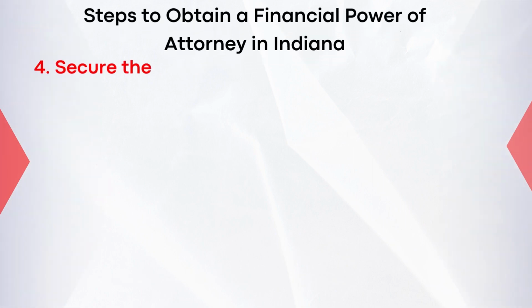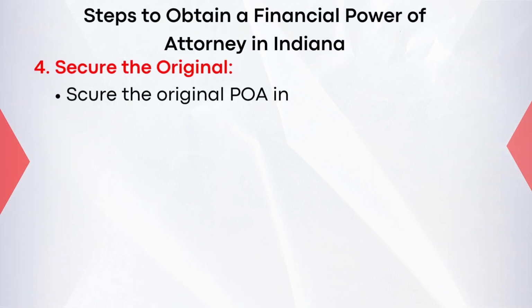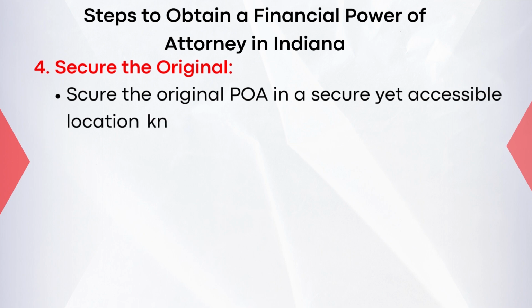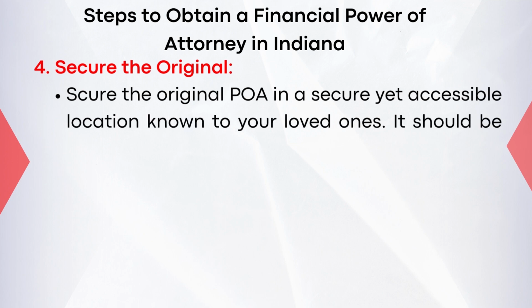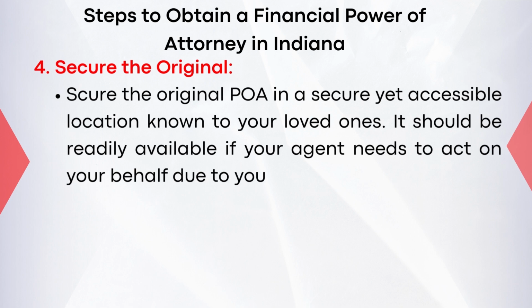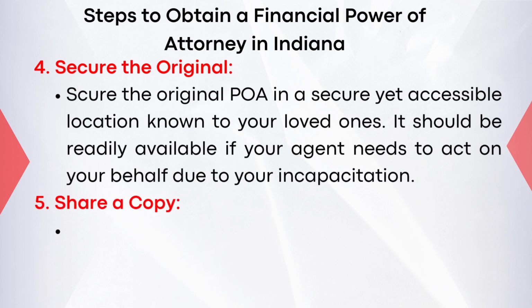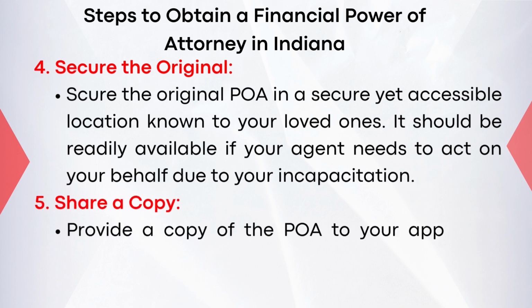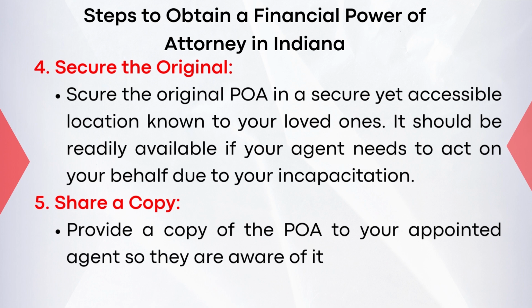Step 4. Secure the original. Store the original power of attorney in a secure yet accessible location known to your loved ones. It should be readily available if your agent needs to act on your behalf due to your incapacitation. Step 5. Share a copy. Provide a copy of the power of attorney to your appointed agents so they are aware of its contents.